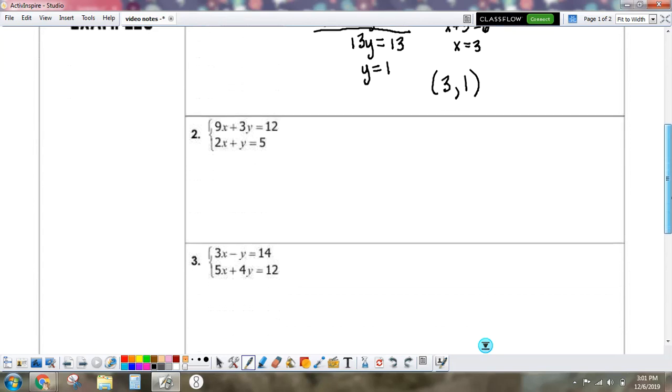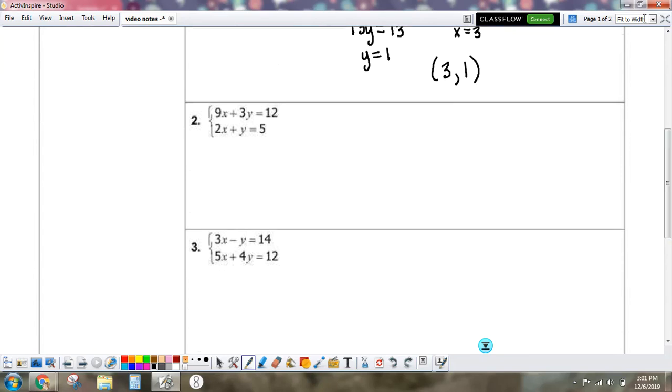So same idea for number 2. We're going to go ahead and we need to find our common coefficient. So what I'm going to do is figure out, 9 and 2, I could use those ones, but I don't really know something that's going to be super easy here. So at this point, 3y and y, that's going to be the easiest one. I can multiply just the bottom one times 3. So multiply the whole thing by 3. So now this is going to be 2 times 3 is 6x, plus 1 times 3 is 3y, and then 5 times 3 is 15.